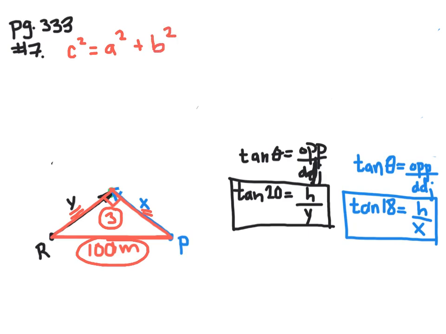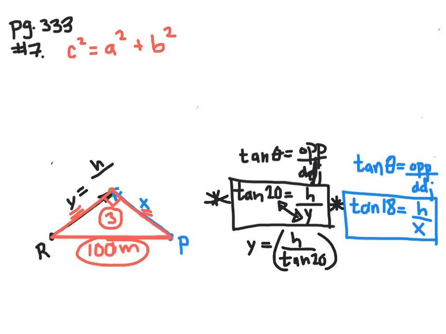Okay, and I'm actually going to figure out what y is equal to using this formula here. If I solve for y, so if I cross multiply the y and at the same time divide out the tan of 20, I get that y is the exact same as h divided by the tan of 20. So instead of writing y, I can write this: y is equal to h divided by the tan of 20.